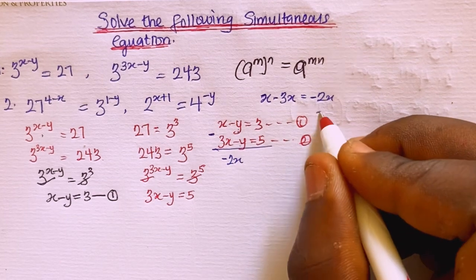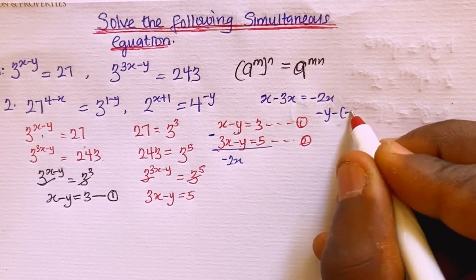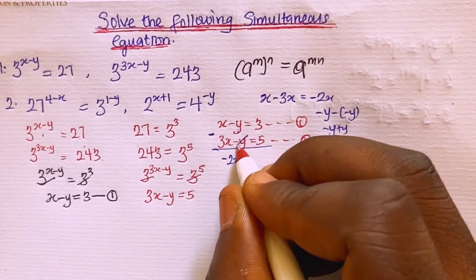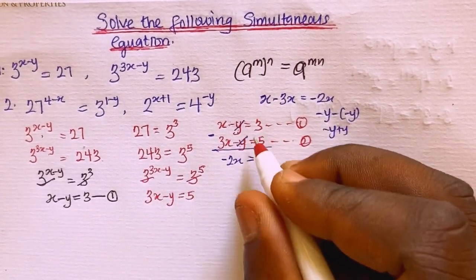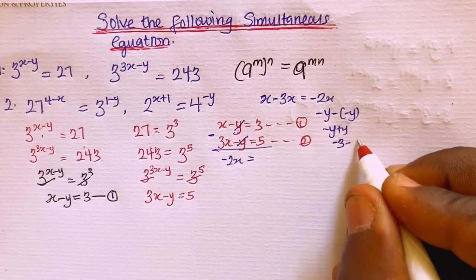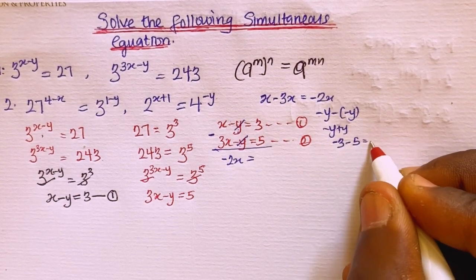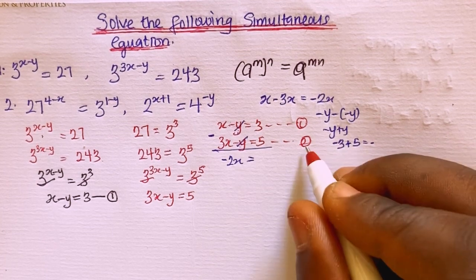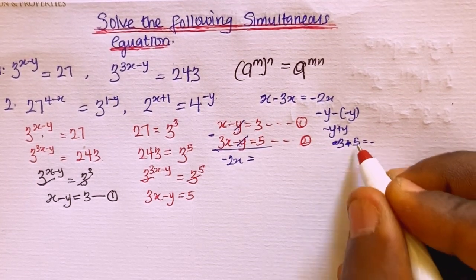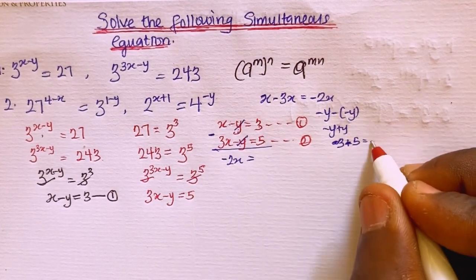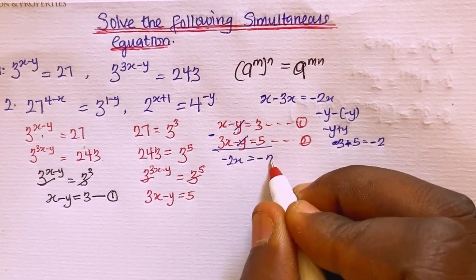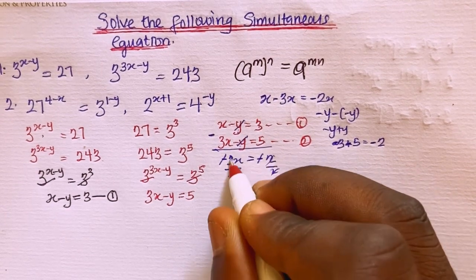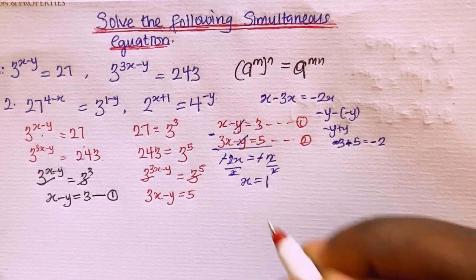Now look at this one. I have minus y minus the bracket minus y. That's minus y plus y, which is 0. That means I've simply eliminated my y. Then on the right I have 3 minus 5. That's actually minus 2. So I have minus 2x equals minus 2. This cancels this, and I can divide both sides by 2. So my x equals 1.